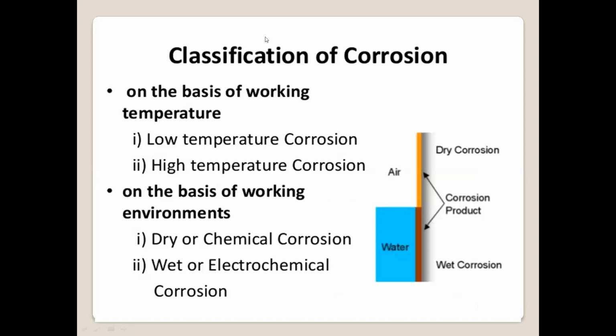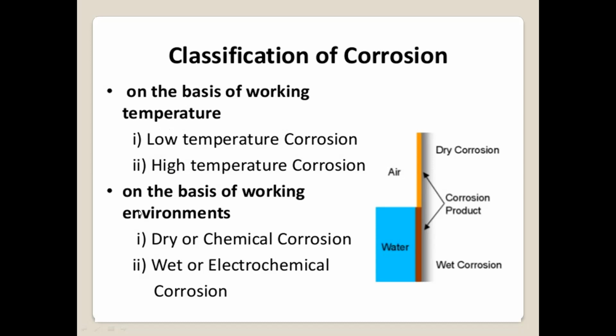Now next is the classification of corrosion. Corrosion on the basis of temperature: there are two types, low temperature corrosion and high temperature corrosion. But it is not in our syllabus. That is on the basis of working temperature.